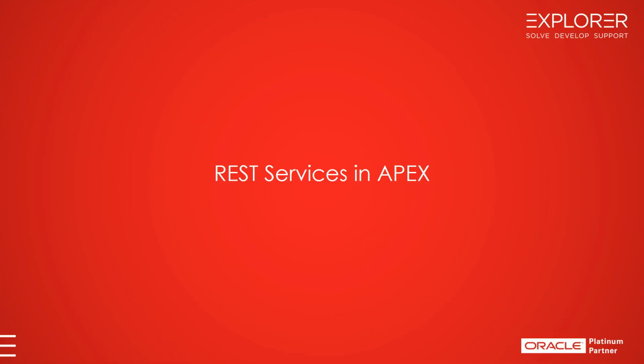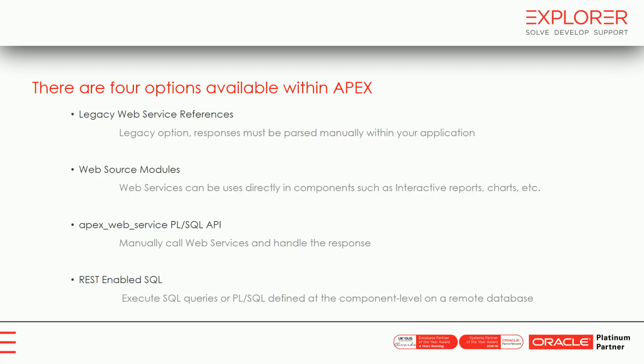In addition to creating web services for our own applications, we can consume web services within our applications. From Apex version 18.1 onwards, this has been made even easier to do. There are 4 options available within Apex. Legacy web service references. This is the option that we had in Apex 5 and has now been largely superseded. The main drawback of this is that you needed to handle the responses manually before you could use the data.